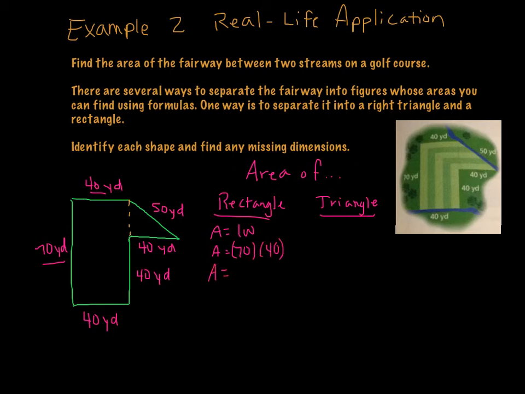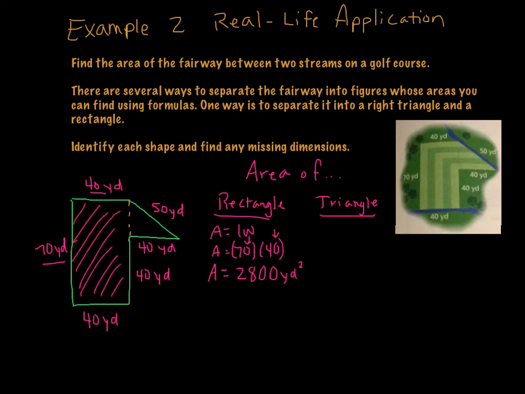And multiplying this quickly, you should say 7 times 4 is 28. And then we add both of the zeros that were left in our problem. So we should get 2,800 yards squared. So now we found the area of this rectangle.